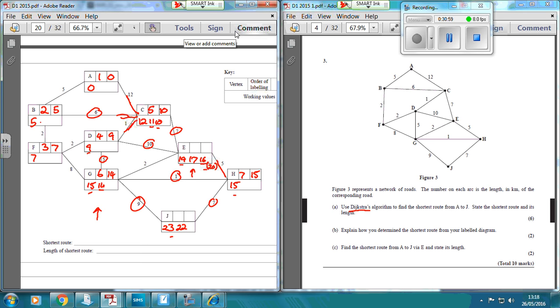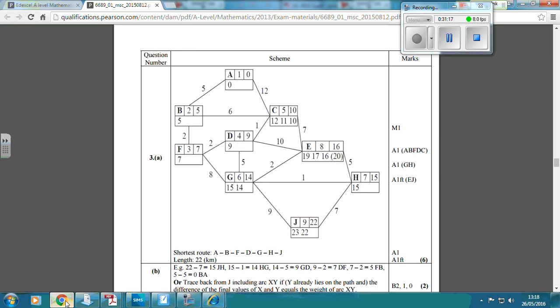So then we've got 16 as the next smallest, so that's going to be the 8th one. We make that one permanent. And then there's nothing new coming off E. So the only one remaining is going to be this one, which is 9, which makes 22. So if we just double check that against the mark scheme.